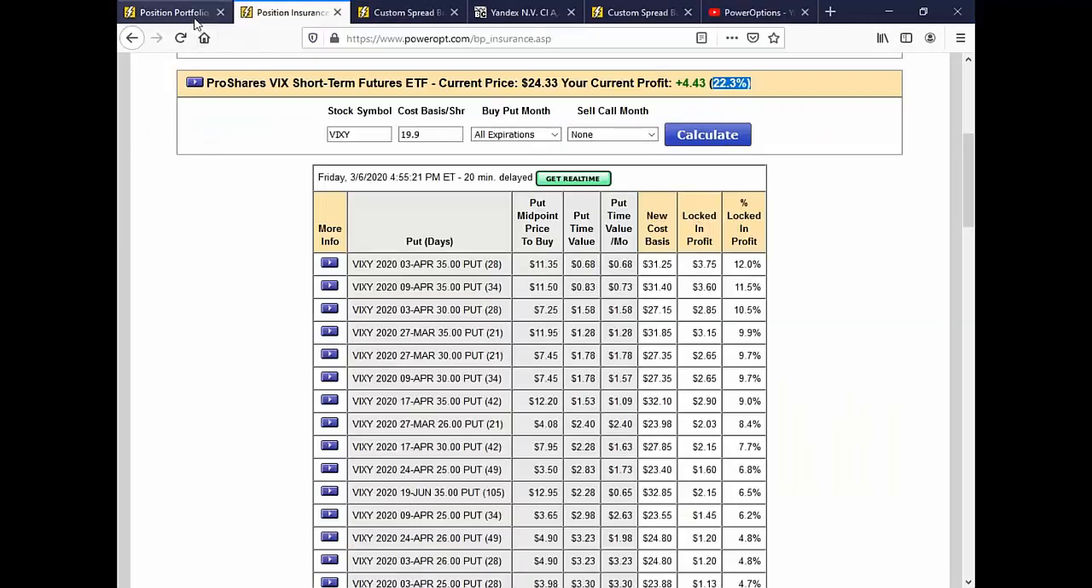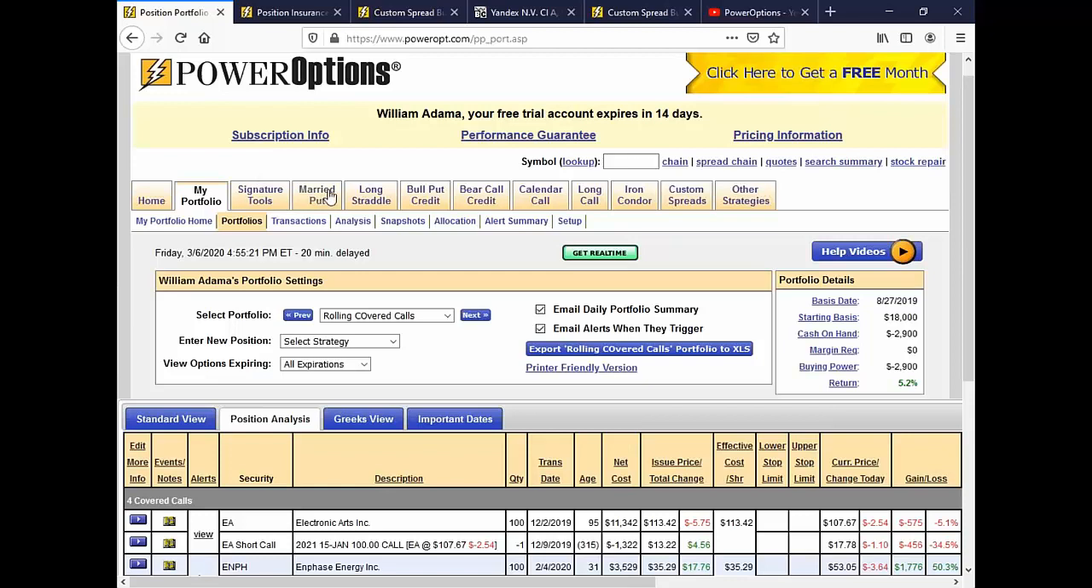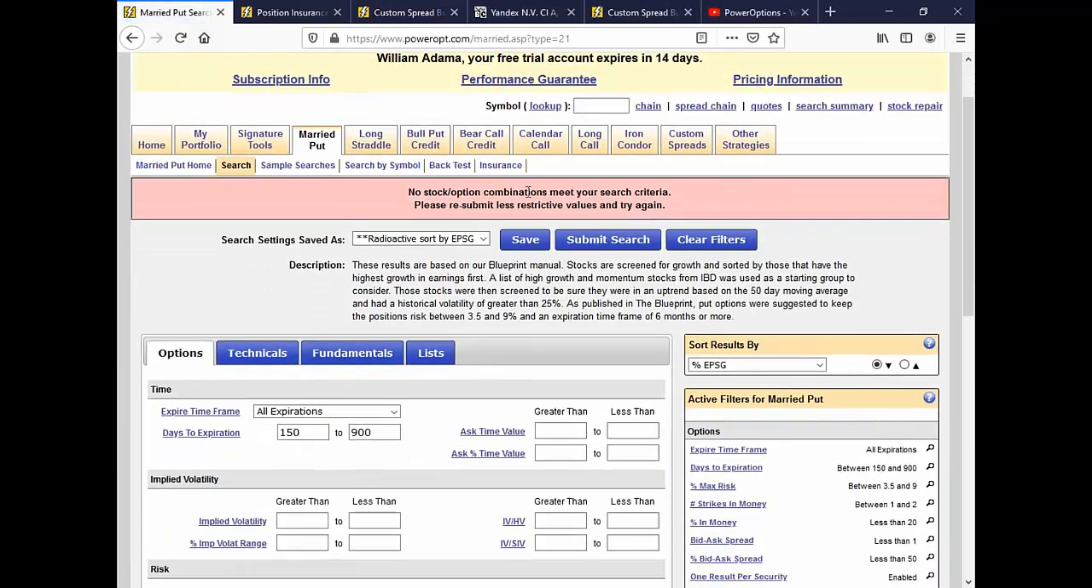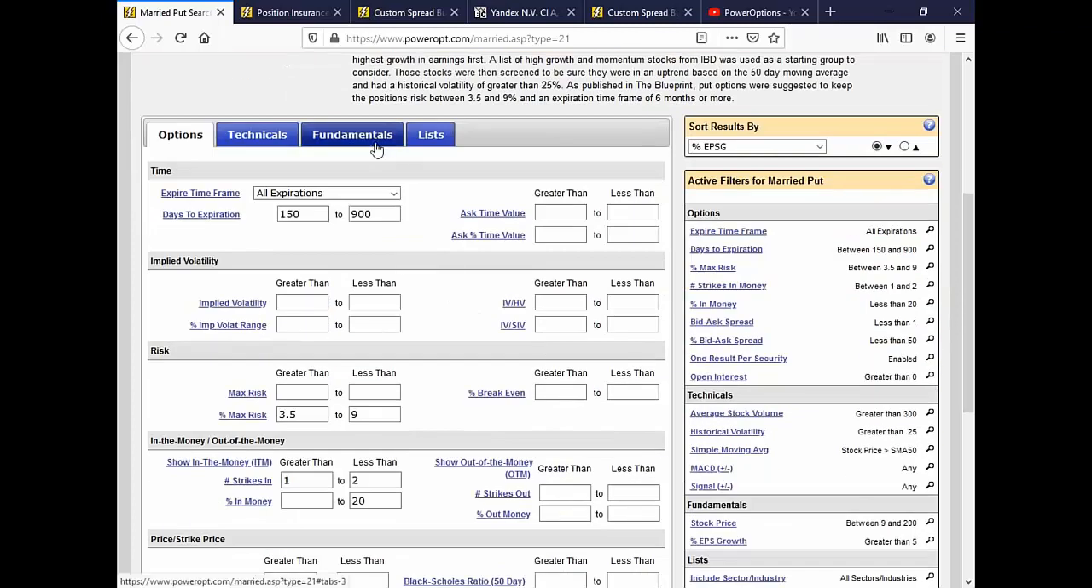And a question comes in, it says, well, what married puts would you open right now? Well, I'd keep the same thing. I'd just go into married put, I'd go into search. Oh, nothing's here. Why is there nothing here? The same reason why if I go into the bull puts, I didn't open any positions on Monday, which was my new cycle. Number one, the market conditions weren't right. Number two, nothing matched the criteria, because there were no stocks.